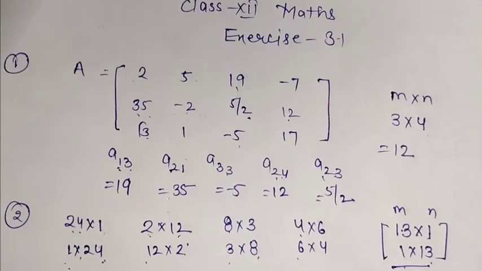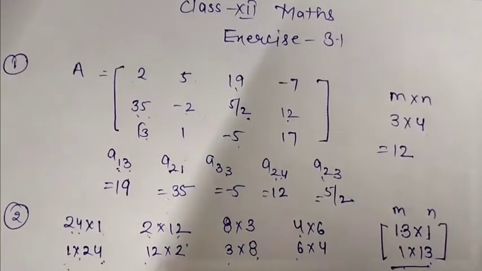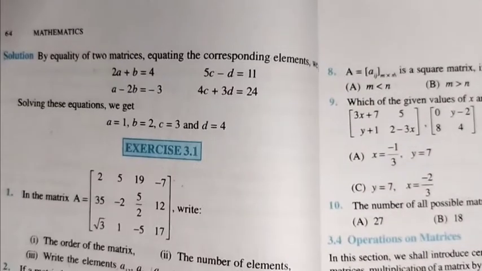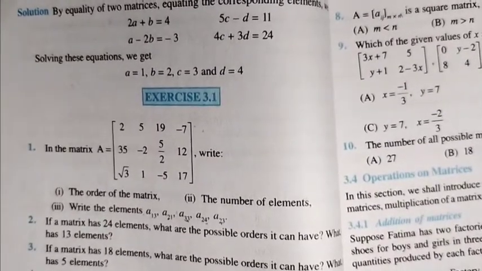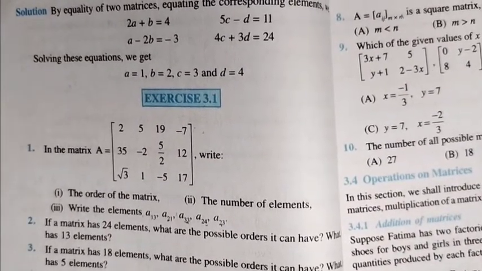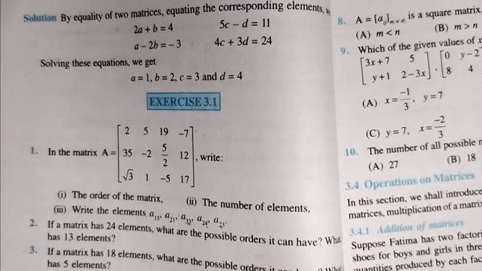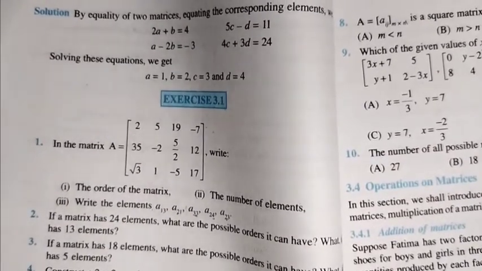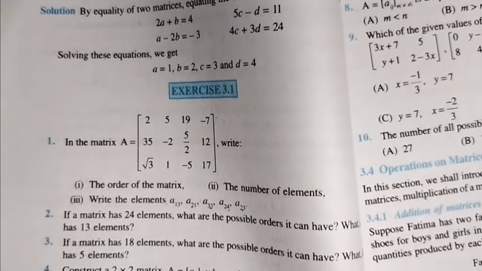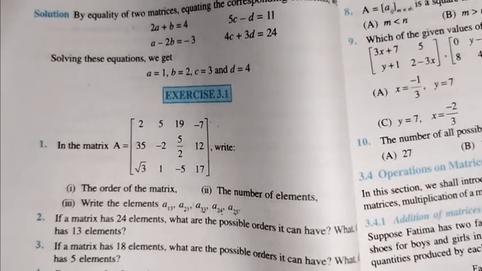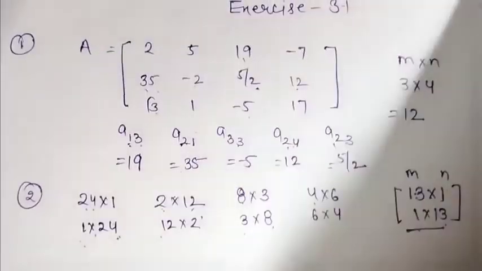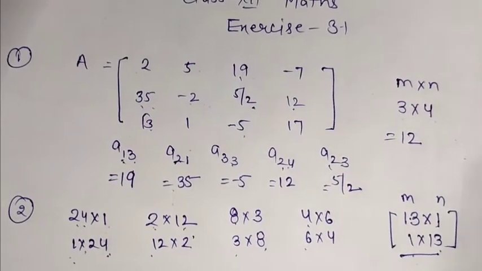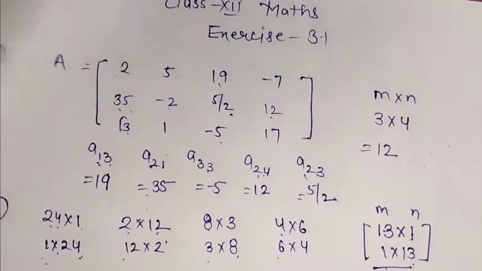Okay, next we have a third question. If you can see this question: if a matrix has 18 elements. In the earlier question we had 24 elements. Now in the third question we have a total of 18 elements. What are the possible orders it can have, and what if it has 5 elements? This question is similar to the second question. So we are given a total of 18 elements.